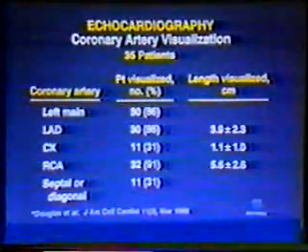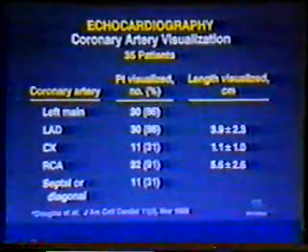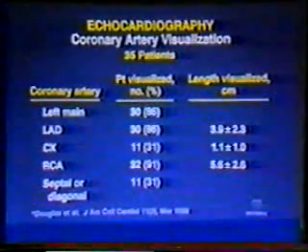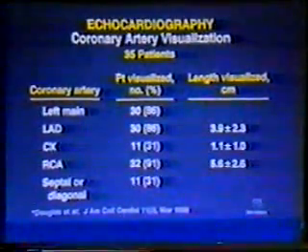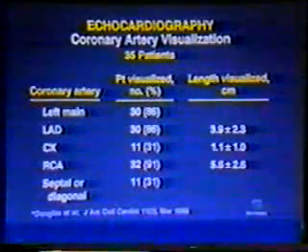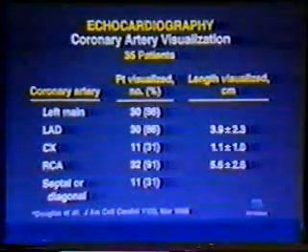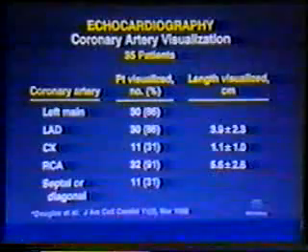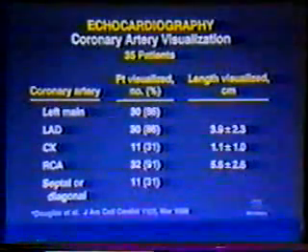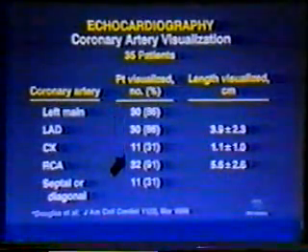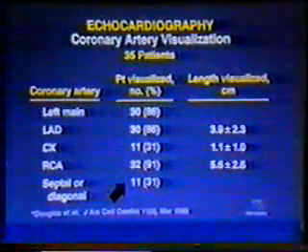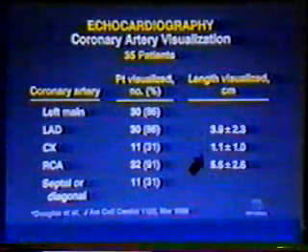Dr. Douglas and her colleagues at the Hospital of the University of Pennsylvania recently conducted a feasibility study for coronary artery imaging in 35 patients. They utilized an instrument equipped with an annular array transducer and a cine loop. This table summarizes the percentage of patients in whom the various coronary artery branches could be imaged and the mean length of the visualized segments.